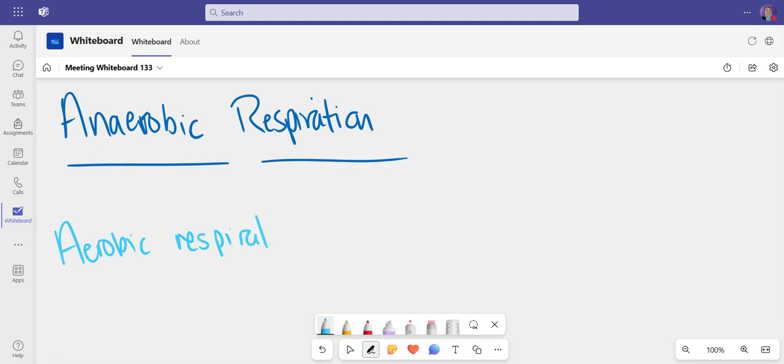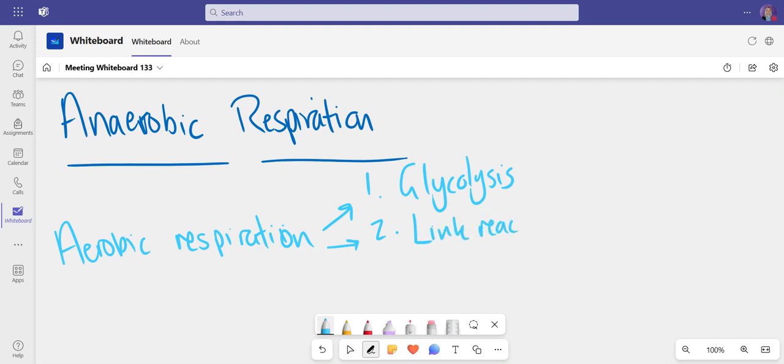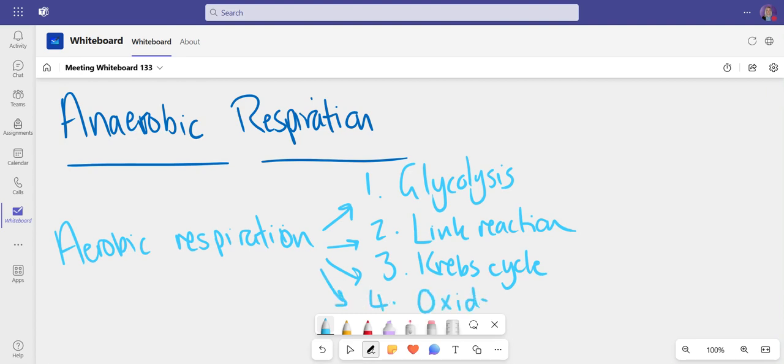respiration. So we had number 1, glycolysis. Number 2, link reaction. Number 3, Krebs cycle. And number 4, oxidative phosphorylation.